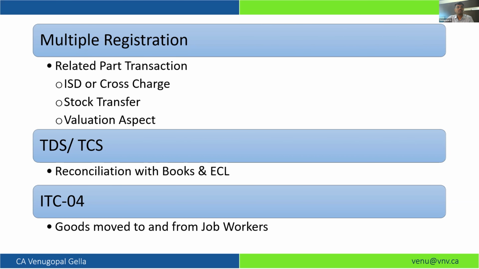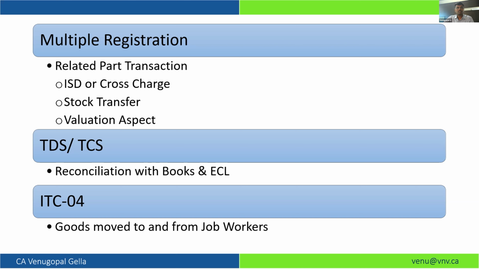In that way, you will get the credit of the bills which you have received from your vendor, and simultaneously that tax liability will be discharged by way of that credit, and this credit will be automatically passed on to your branches. So either of the two you can use for stock transfer.